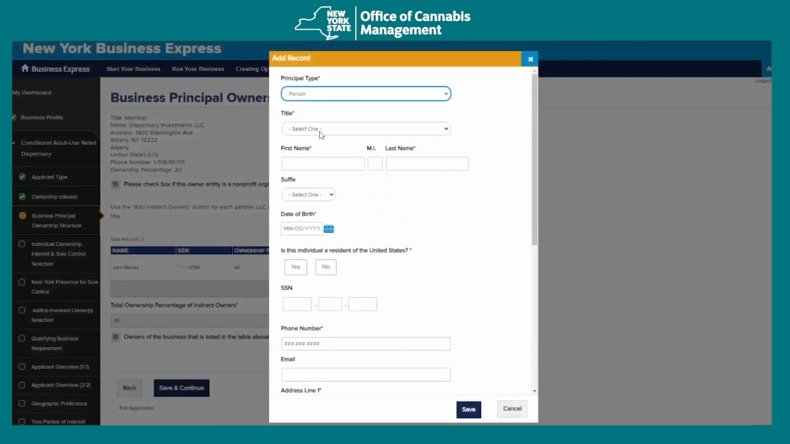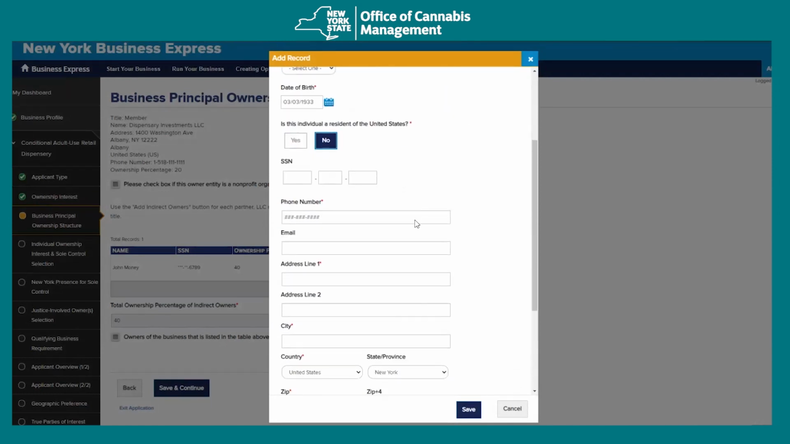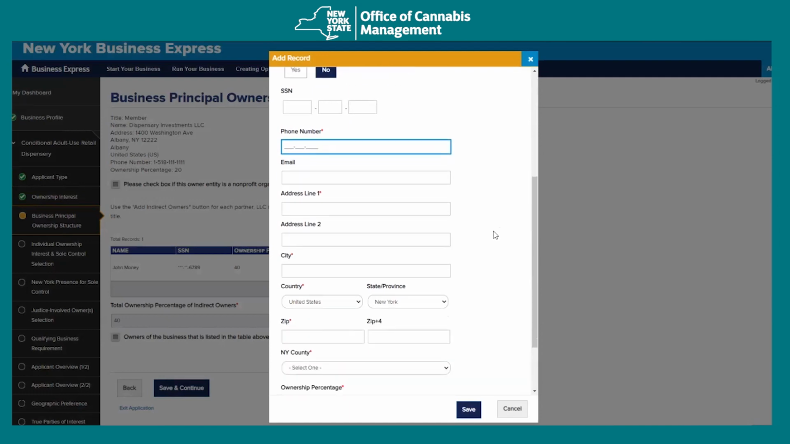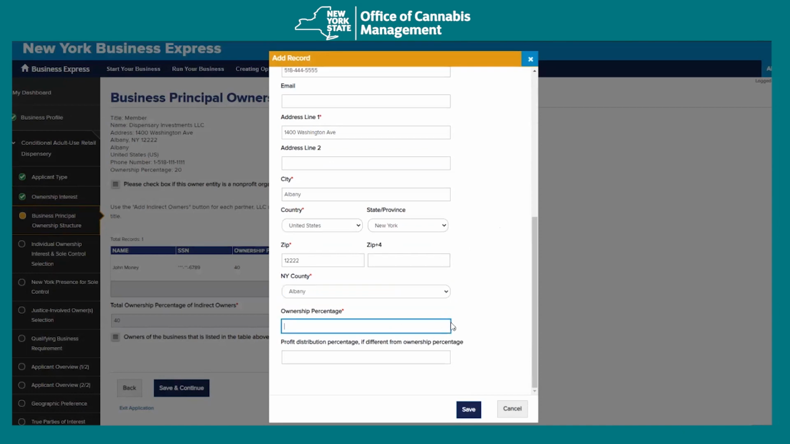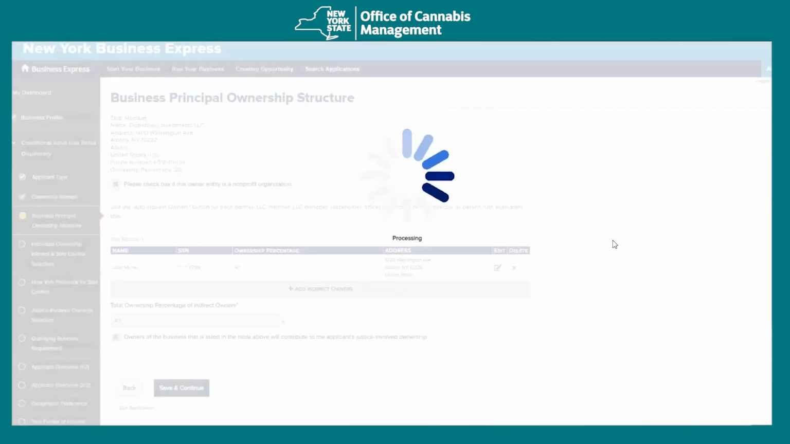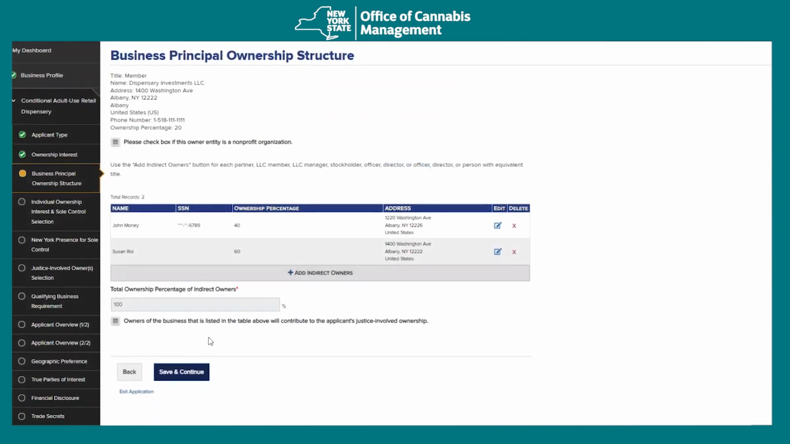The second owner of this business is Susan Roy. Her birthday is March 3rd, 1933. She is not a resident of the United States, so I do not have to provide a social security number. I enter her phone number and contact address, and her ownership percentage, which is 60%. Combined, we have a total ownership percentage of 100% for this business, Dispensary Investments LLC. Now I can move on to the next page.